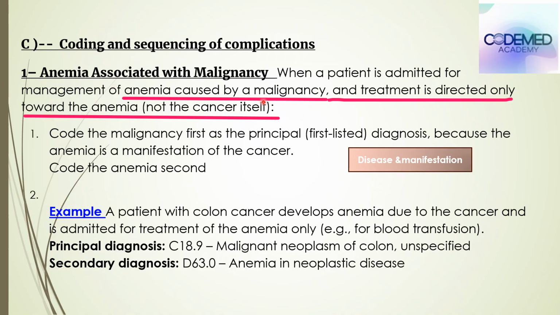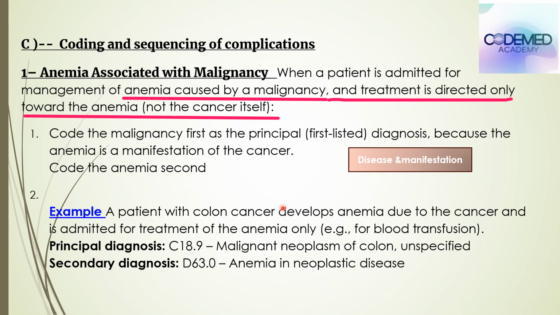Next is coding and sequencing of complication. Anemia associated with malignancy. When a patient is admitted for the management of the anemia caused by the malignancy, and the treatment is directed only towards the anemia, not the cancer, code the malignancy first as a principal or the first listed diagnosis. The anemia is a manifestation of the cancer, and code the anemia second. So here the anemia and the malignancy act like a disease and a manifestation.